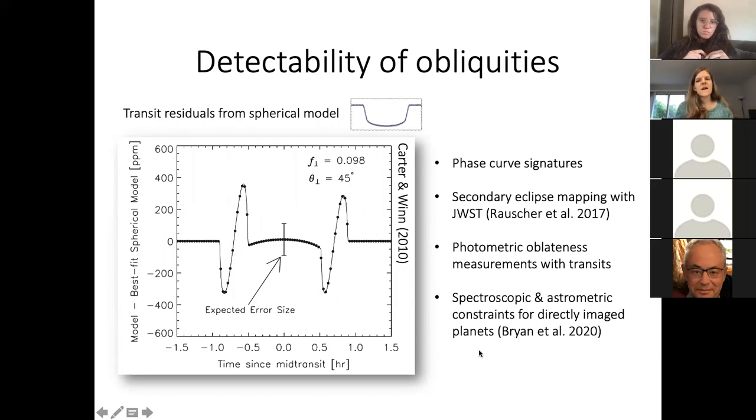And finally, there is a technique for directly imaging much farther out planets, but this can also be used to constrain the obliquity, and it was used for the first time in a paper published earlier this year. In short, I think there are some promising methods for obtaining more direct constraints on planetary obliquities in the future, which can help us test these tidal theories that we've put forward.